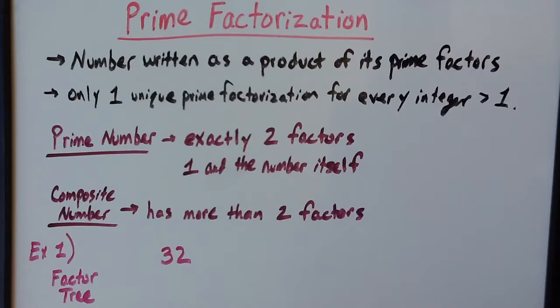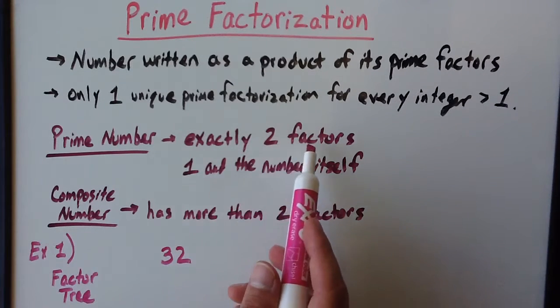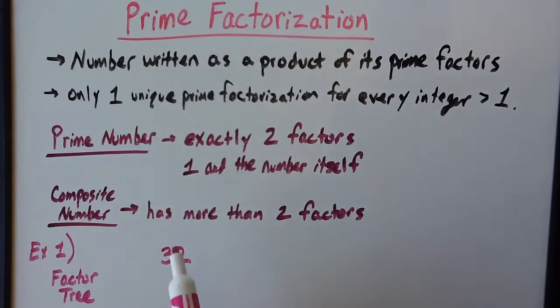There are two methods we'll discuss. We'll discuss using a factor tree and using the ladder method. In this video, we'll only focus on the factor tree. Now, a prime number has exactly two factors, and those two factors are 1 and the number itself. If it's a composite number, that means the number has more than two factors.